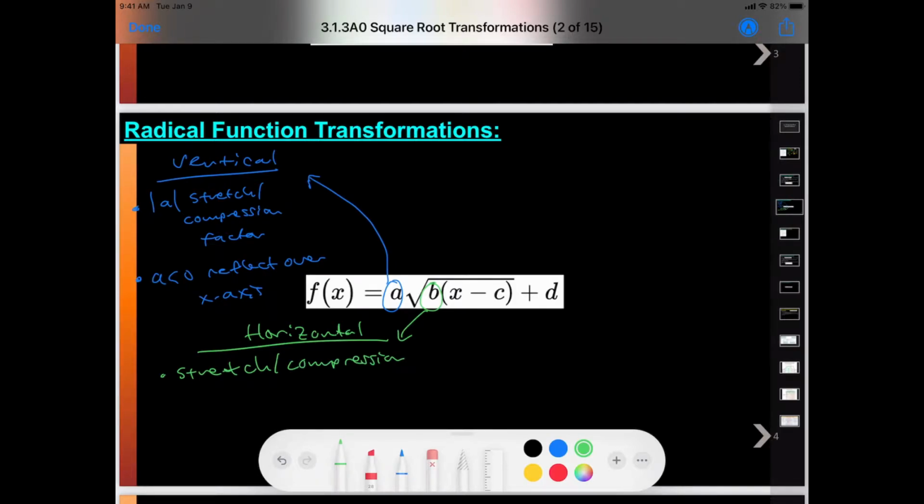Think of your compression sleeves or stretch your arms out when you're tired. That'll be a factor of the absolute value of 1 over b. And if b is less than 0, so a negative number, then it reflects over the y-axis. Okay, so it should feel very similar to what we learned previously in polynomial transformations, right? With power functions, x squared, x cubed, quartic functions.